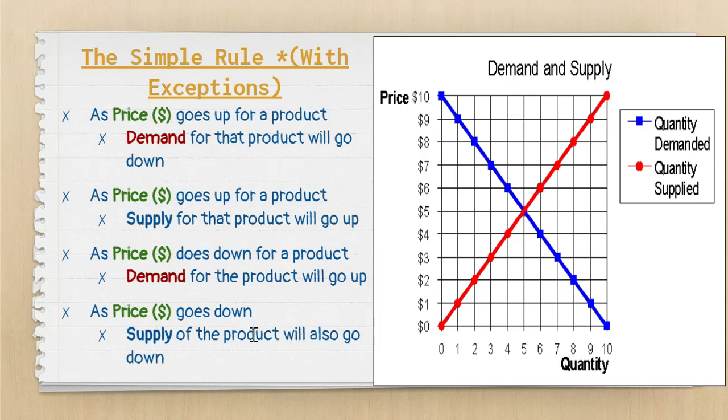Now let's say price goes down if I'm the owner. Now I am charging less, so let me think. Do I want to charge less for a product? No. So what I might do is supply less of that product because I'm not going to be making much money.